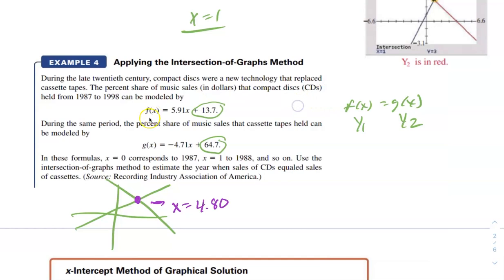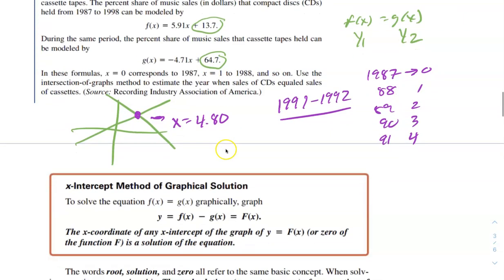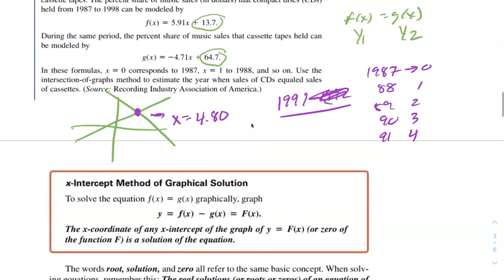Now, if I'm going to solve this application problem, remember 0 corresponds to 1987. So 1987 is 0. So 88 would be 1, 89 would be 2, 90 would be 3, 91 would be 4. So this is between the year 1990 and 1992. That's when CDs overtook cassette sales. Well, when were they equal? They were equal sometime in 1991. Remember, it's an application problem. So during the year 1991 is when they were equal.